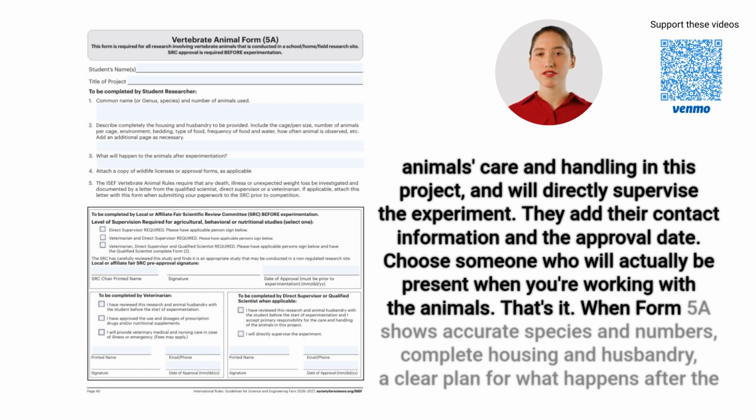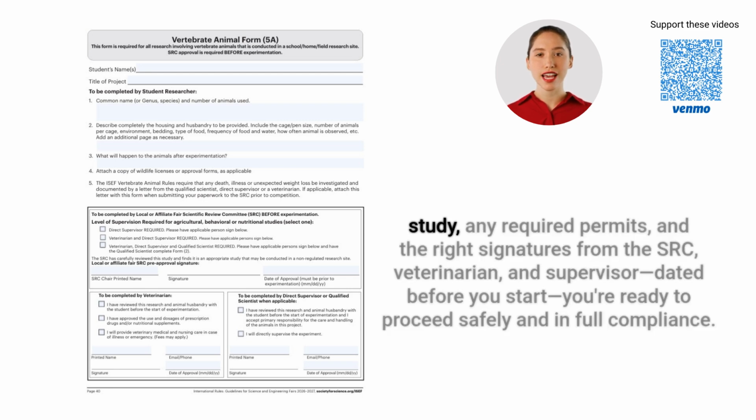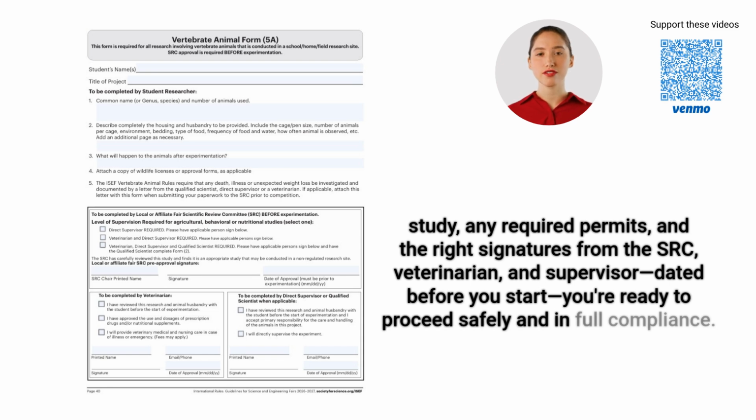That's it. When Form 5A shows accurate species and numbers, complete housing and husbandry, a clear plan for what happens after the study, any required permits, and the right signatures from the SRC, veterinarian, and supervisor dated before you start, you're ready to proceed safely and in full compliance.